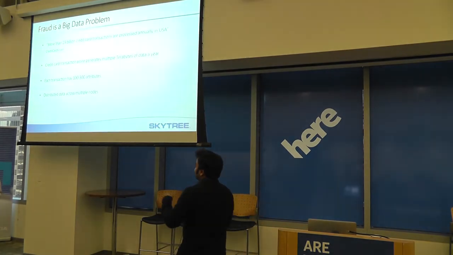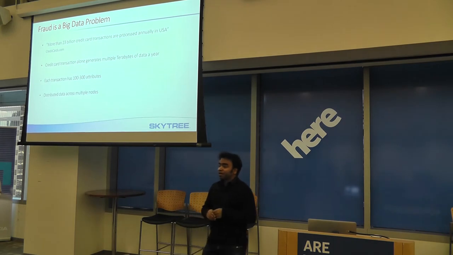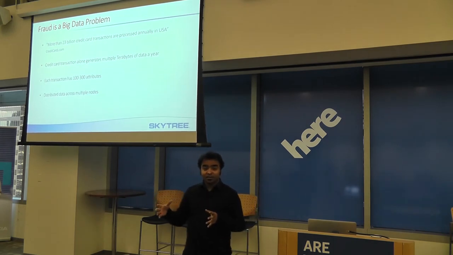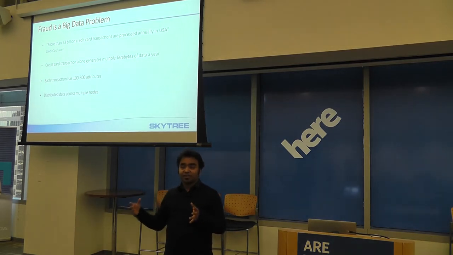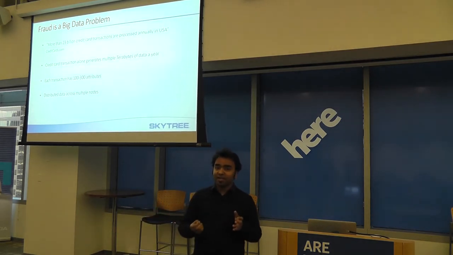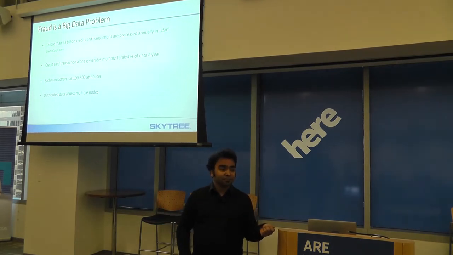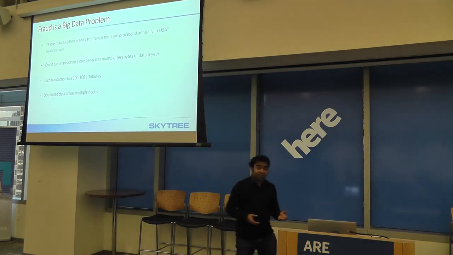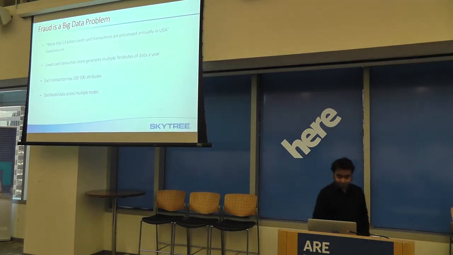Each transaction has about 100 to 300 attributes. If you want to do a good machine learning job at it, that means you're adding to your data set. So the more information you want to include in your data set, the more you are going to increase the size of the data. So all this means that this is really a big data problem. You have to store it in a distributed fashion across multiple computers.